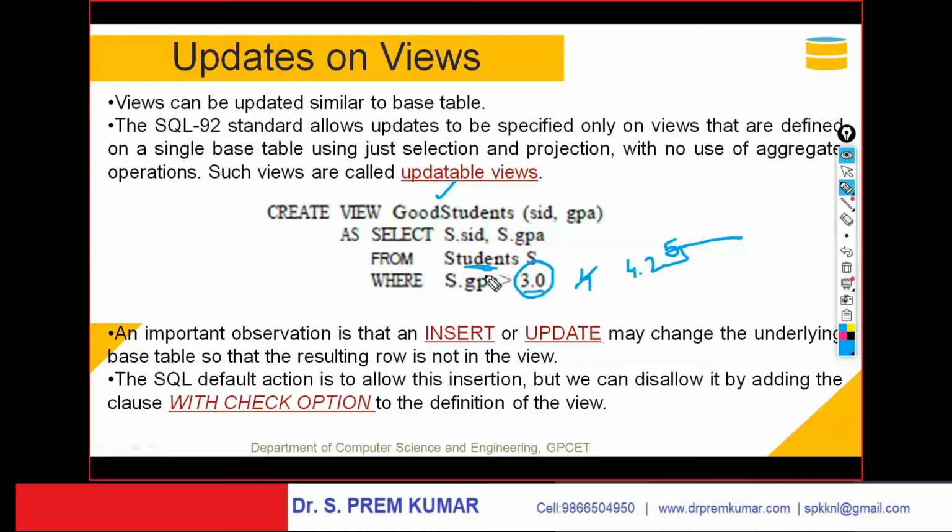I repeat once again. If the view is updated, the corresponding base table gets updated. When the base table is updated, the view gets updated. This is the point to be observed. Into a view, you can insert new data, you can update the data, and of course you can delete the data. Whatever DML activities you perform from the view, all of them will affect the corresponding base table.